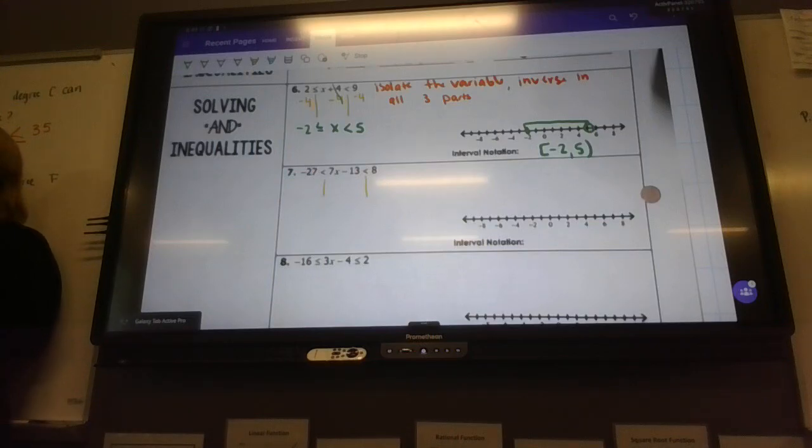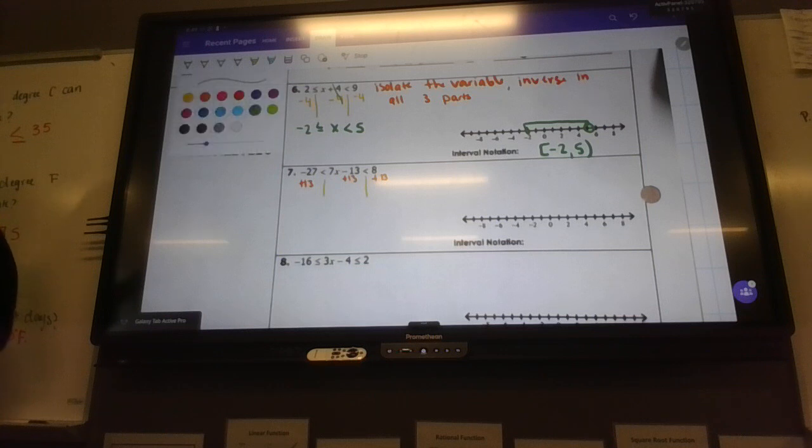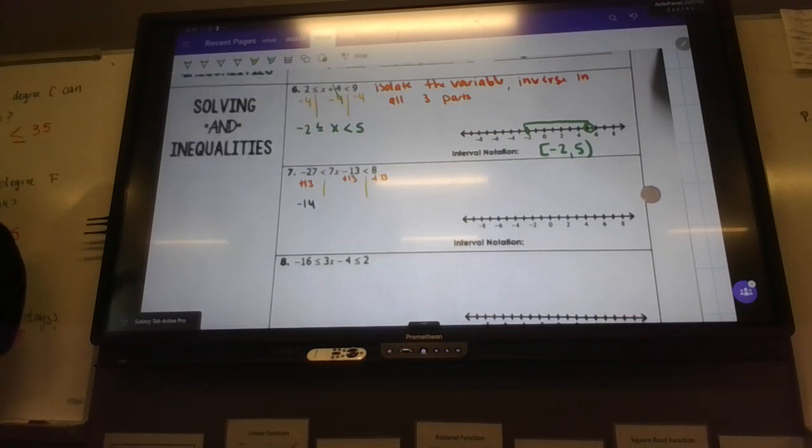Okay, so here I would add 13. I add 13 to the 8, and I add 13 to the -27. There's a 7x in the middle. 8 plus 10 is 18, plus 3 is 21. Alright, and now we have 7 times x in the middle. The opposite of times is divide, and now we're going to divide all 3 parts by 7. -2 is less than x is less than 3.